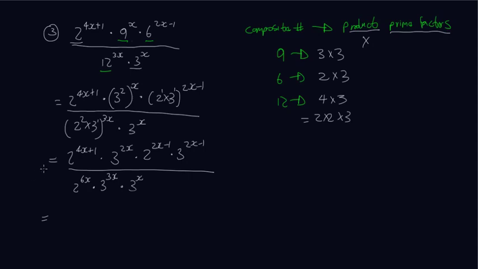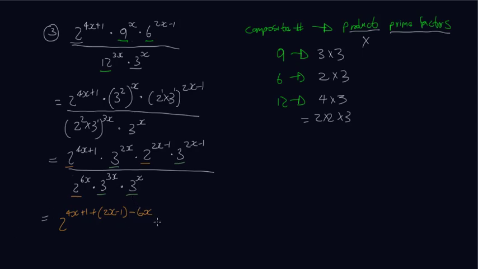So now let's check the bases. So 2, 2, 2. So we add the exponents: it's 2 to the 4x plus 1, since it's multiplication we add, so plus 2 to the x minus 1. Then this exponent is in the denominator, so we change the sign, so minus 6x. And then it's with 3, and then 3, and then 3.